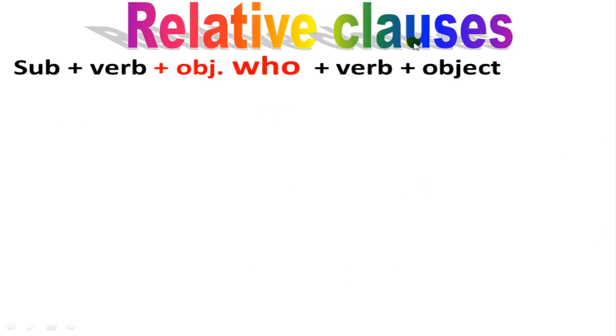So in relative clauses, we have subject, verb, object, and then who, which, that. That replaces who and which. That plus verb plus object. Subject, verb, object, who, which, that, verb, object.